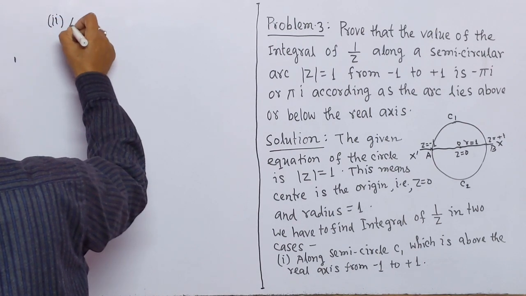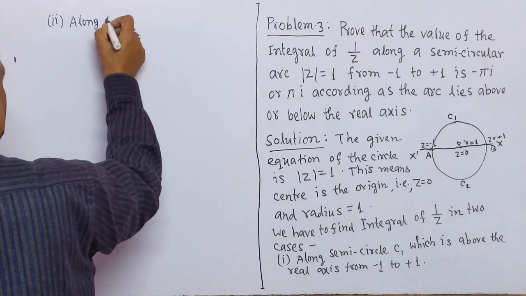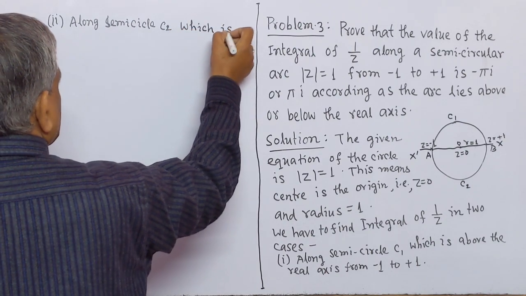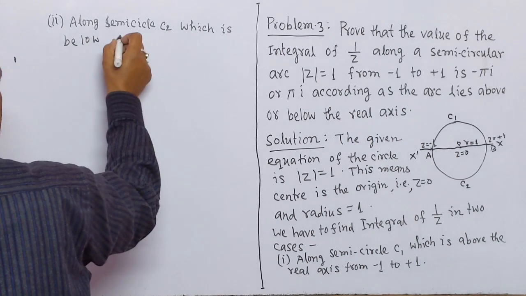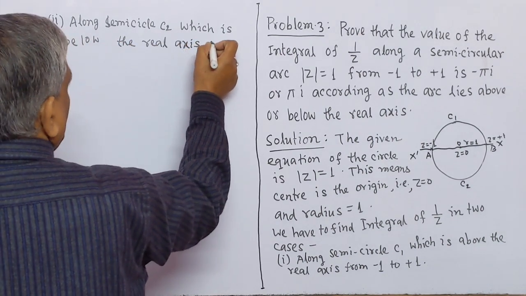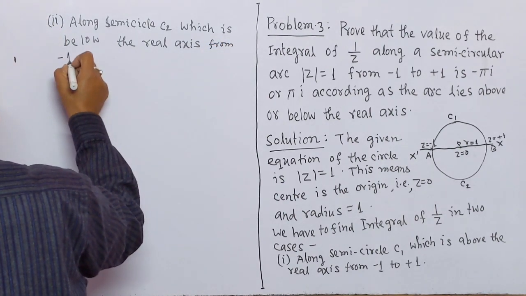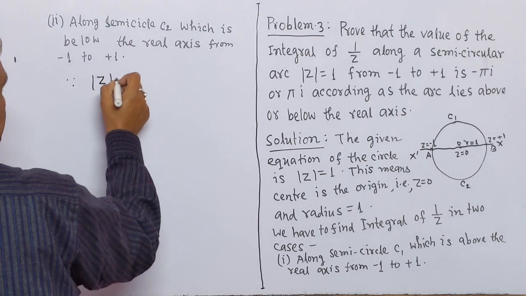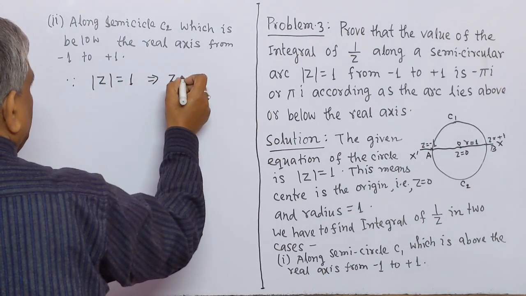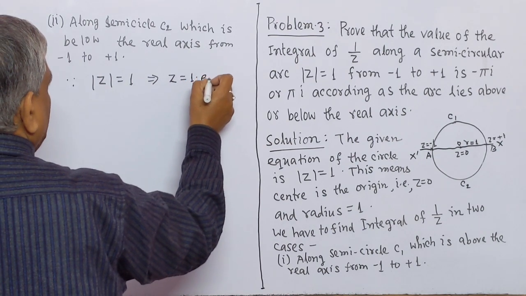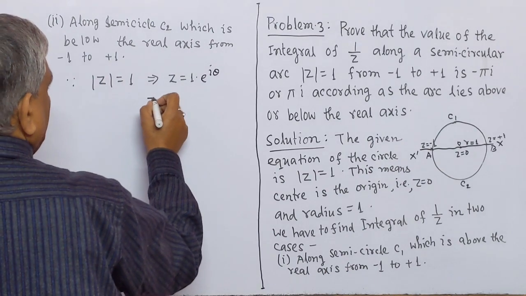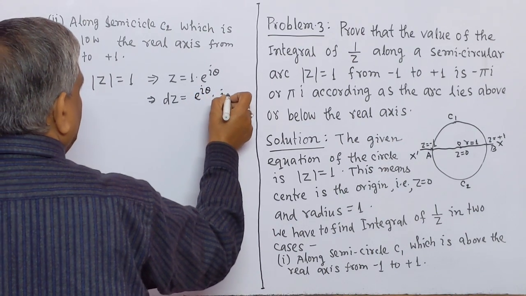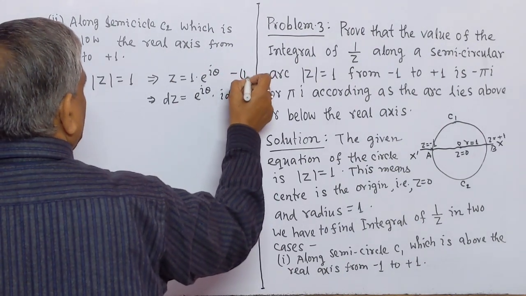Number 2, along semicircle C2, which is below the real axis, from minus 1 to plus 1. Since modulus of z equal to 1 implies that z equal to 1 e to the power I theta, implies that dz equal to e to the power I theta multiply I d theta. This is number 1. This is number 2.